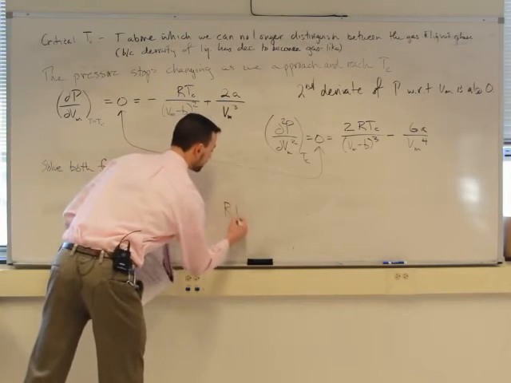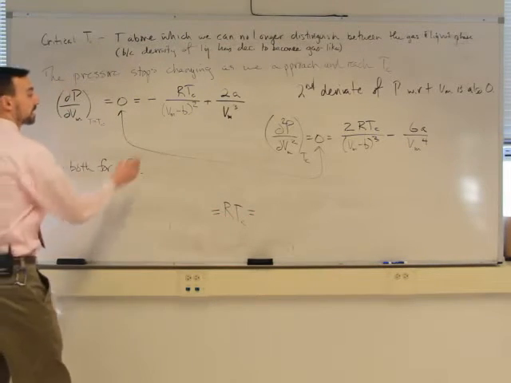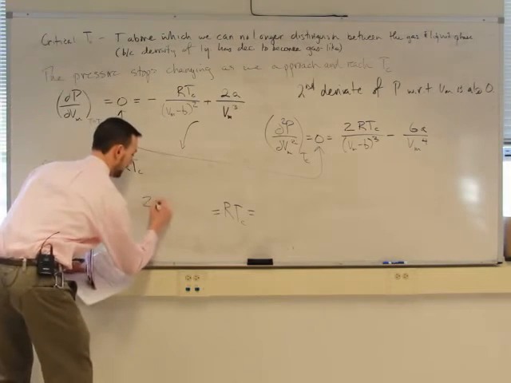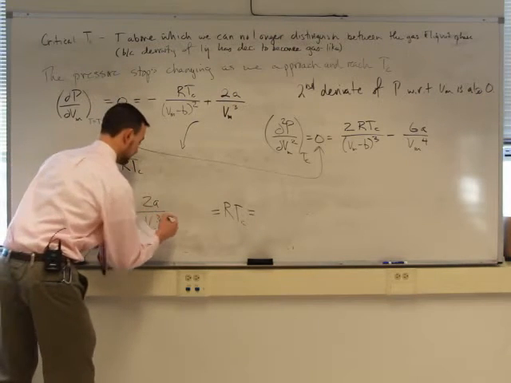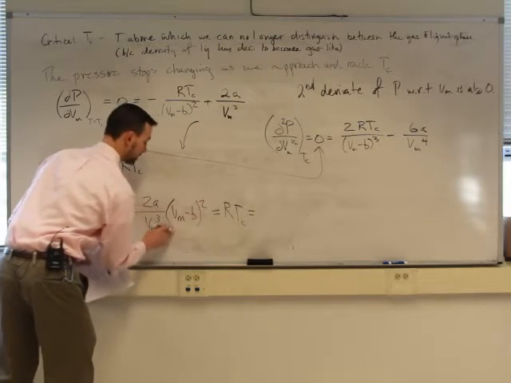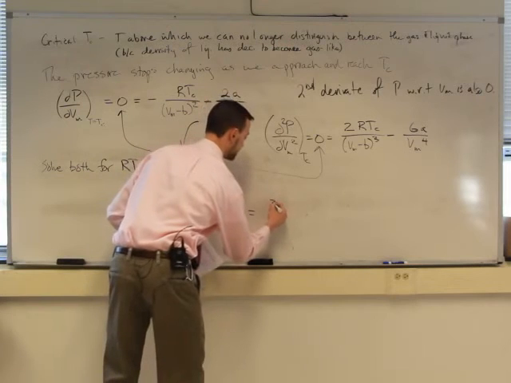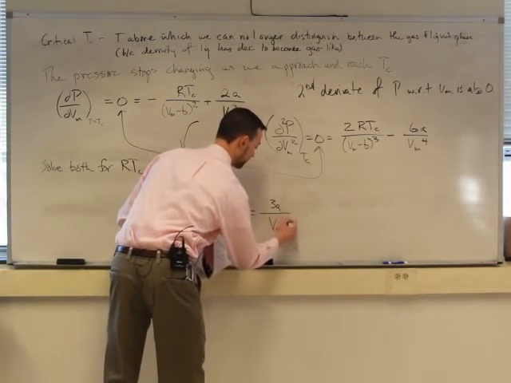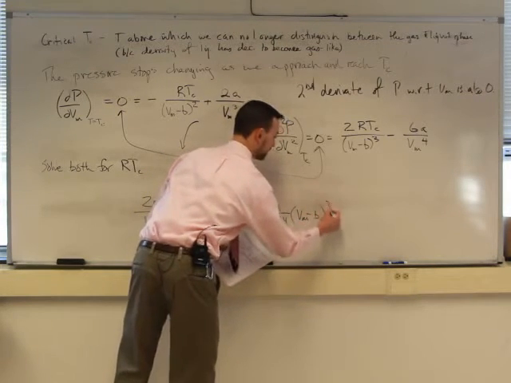So RTC, I'm going to go on the left and the right. From the first derivative, RTC would be 2A over Vm cubed times Vm minus B squared. From the second derivative, RTC would be 3A over Vm to the fourth times Vm minus B cubed.